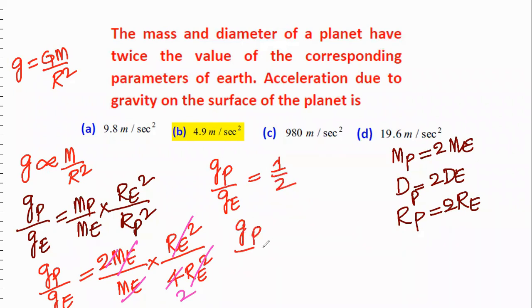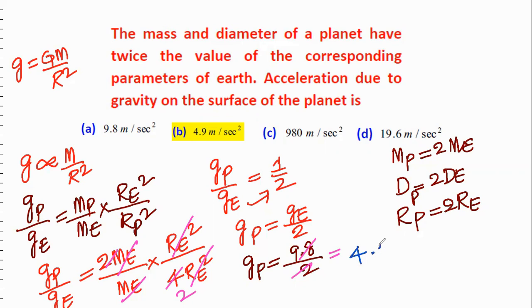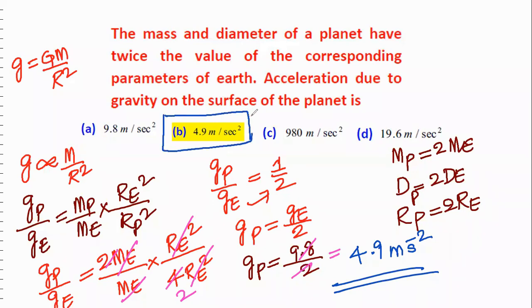Then I'm sending this Ge to the right side. Gp is equal to Ge divided by 2. From there, Gp is equal to 9.8 divided by 2. 9.8 by 2 means what? 4.9 meters per second square. This is the acceleration due to gravity.